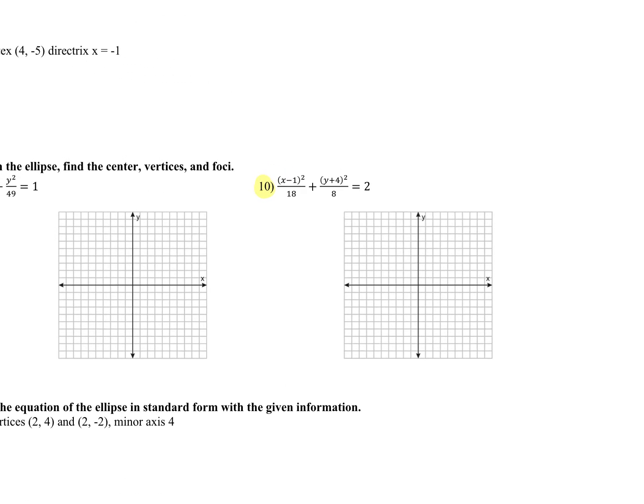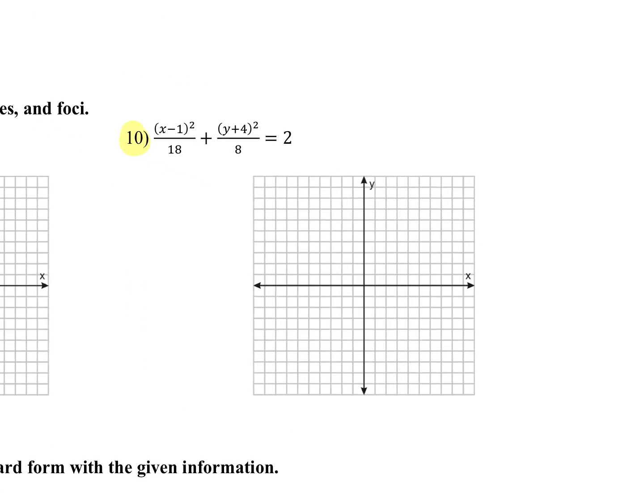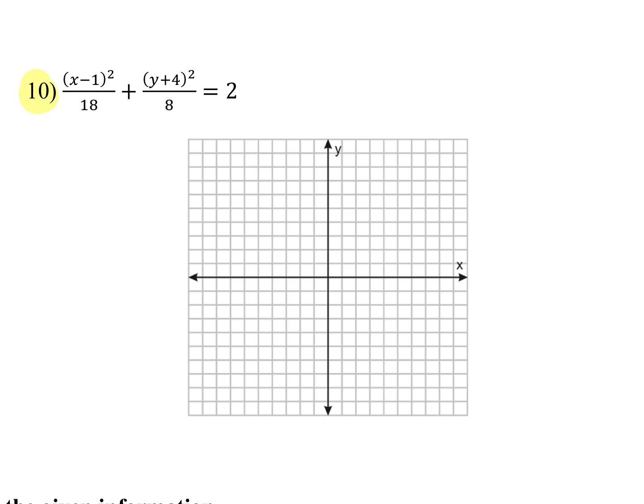Next page says graph. Find the center, vertices, and foci. Again, multiple choice. Use your answer choices. For some of these questions, you may even just need to know how to find the center, and then you can pick your answer from there. Our center here would be 1, comma, negative 4. Remember, you change the signs. So we're going to go to the right 1 and down 4.